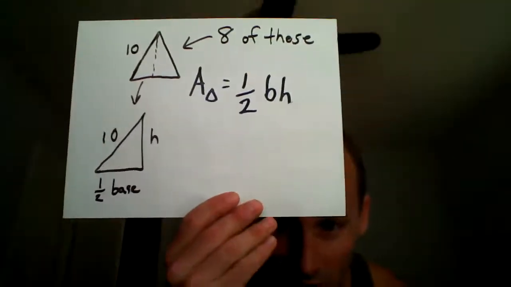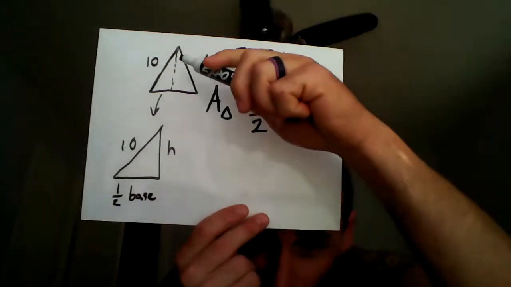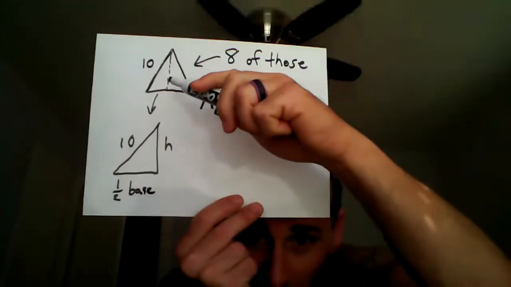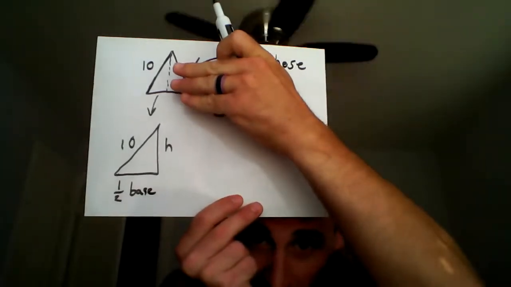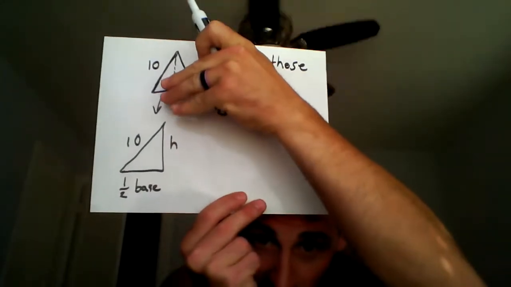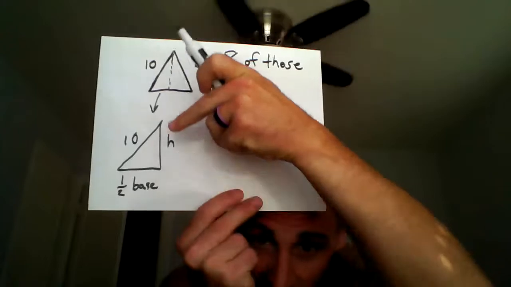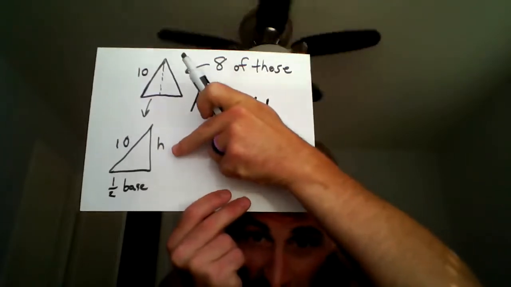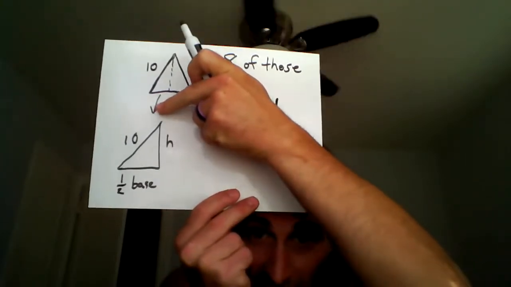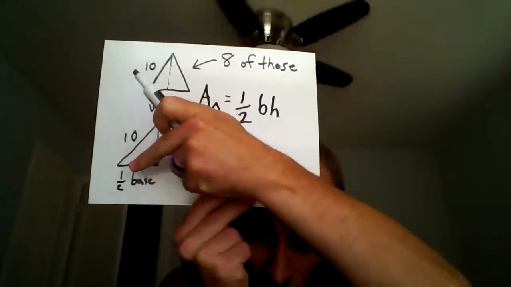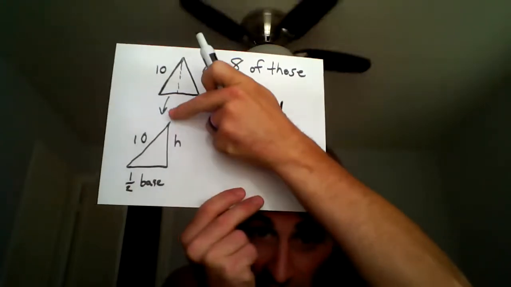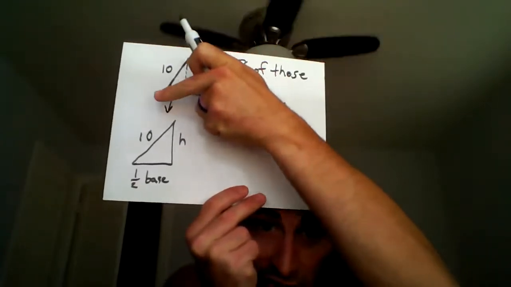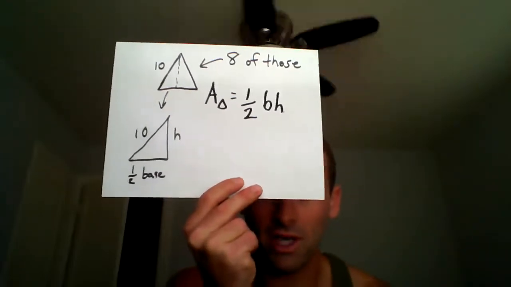So now what I did is I drew a line down the middle, and then, ignoring this side, I blew this triangle up, one of them. The height of it, that's our h. That's one of the things we're looking for. And then the base of this one would technically be half of the base of what we're actually looking for. So now we have a right triangle.